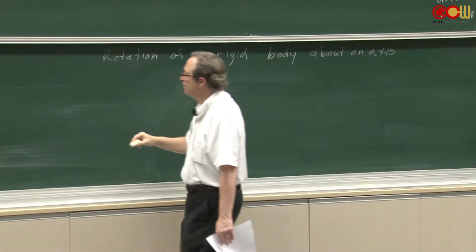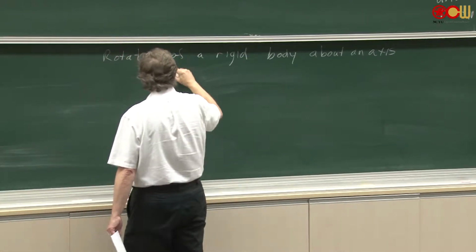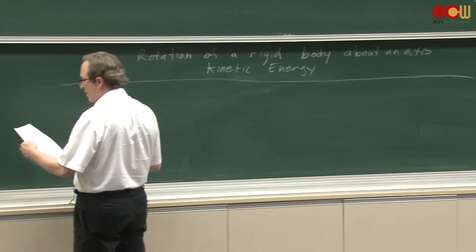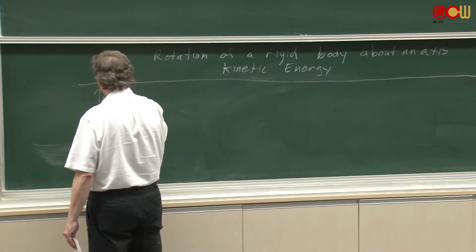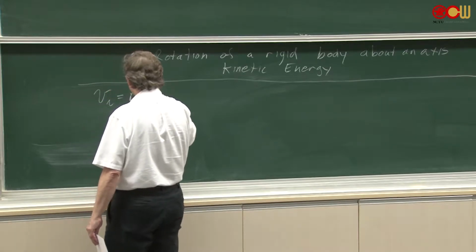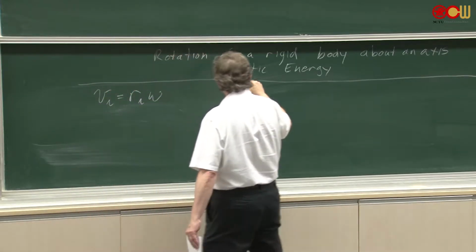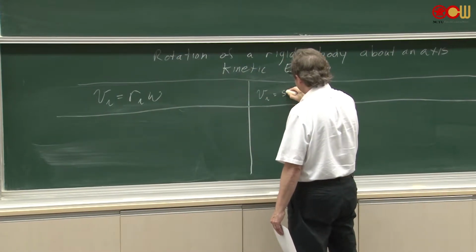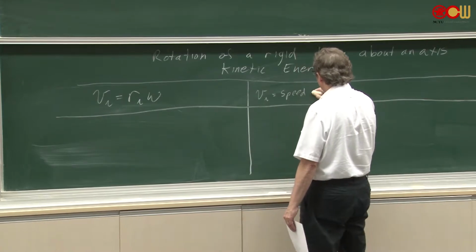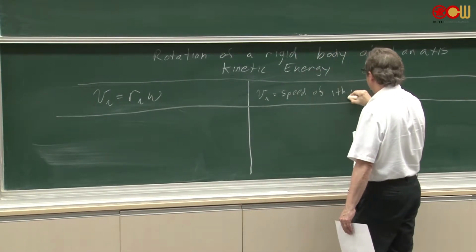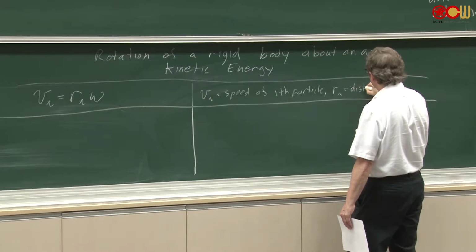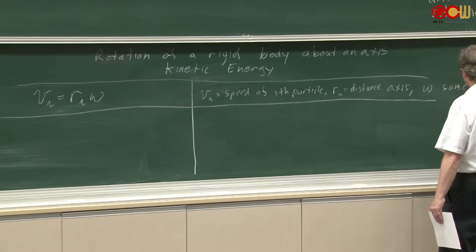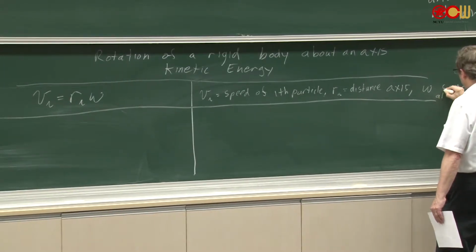All right, so I'm going to make a little table. We're going to compute the kinetic energy. First step: Vi equals Ri omega. Vi is the speed of the ith particle, which equals the distance to the axis times omega. And notice omega is the same for all particles.